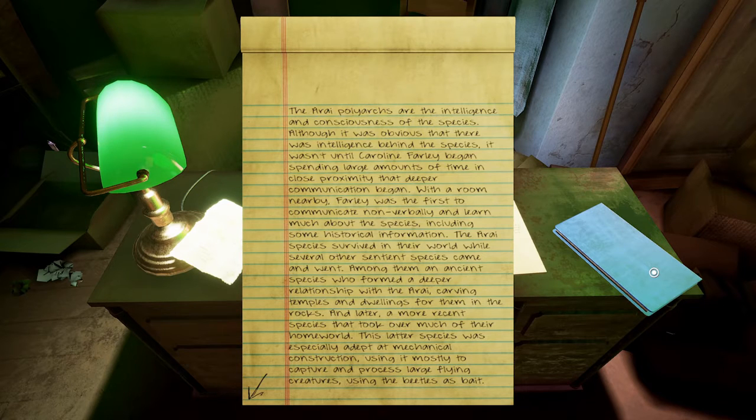The array species survived in their world while several other sentient species came and went. Among them an ancient species who formed a deeper relationship with the array, carving temples and dwellings for them in the rocks. And later a more recent species that took over much of their home world. This latter species was especially adept at mechanical construction, using it mostly to capture and process large flying creatures, using the beetles as bait.